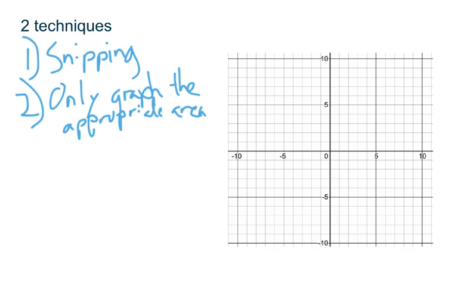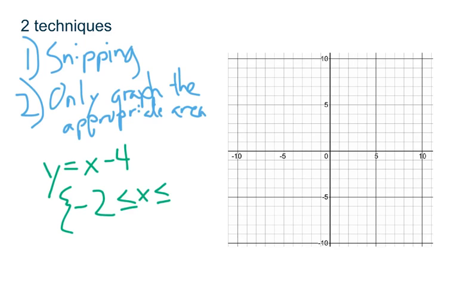So let's do a couple examples. Let's say, again, we'll just keep the graphs easy for the sake of demonstrating this. Y is equal to x minus 4. And here, for this domain, I want it to be from negative 2 less than or equal to x less than or equal to 4. All right, so let's do the first tactic. And I'll do that in yellow. So what I just do is I draw my graph as normal.